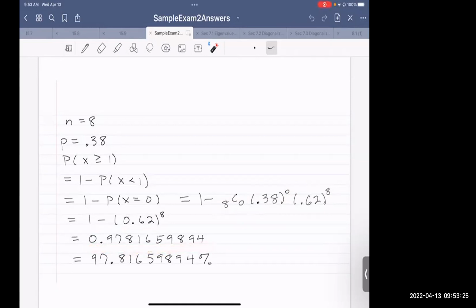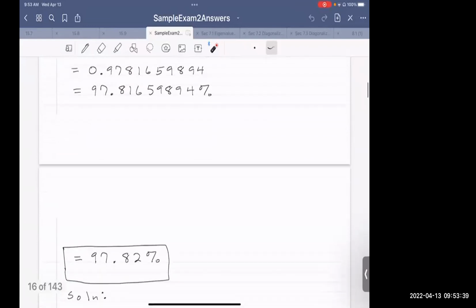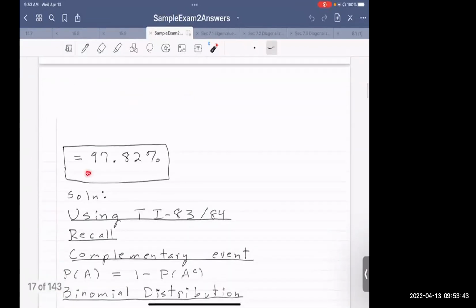0.9781659894. Let's move my decimal 2 places to the right. So 97.81659894%. Let's round this to the nearest hundredth of a percent. So 97.82%. I can also use my TI-83, TI-84 to find this.